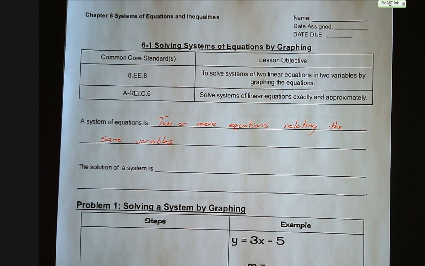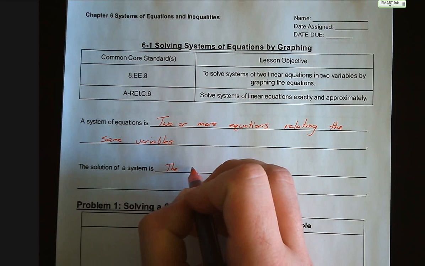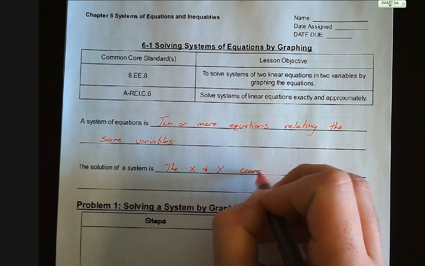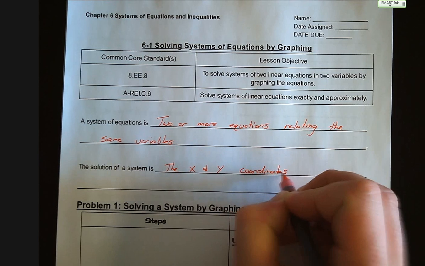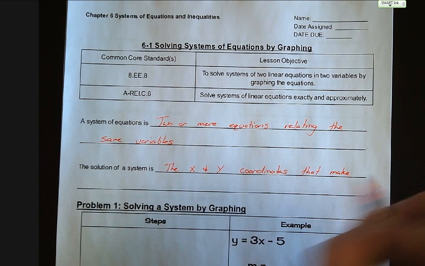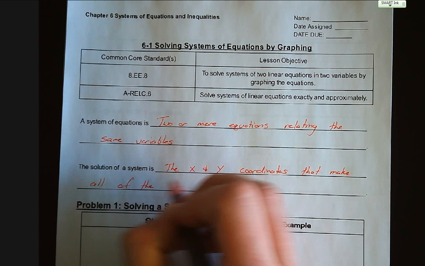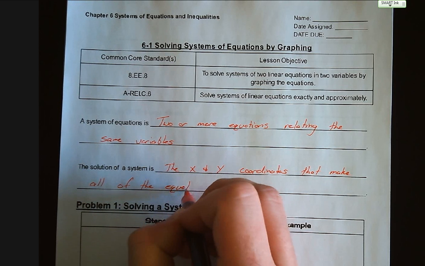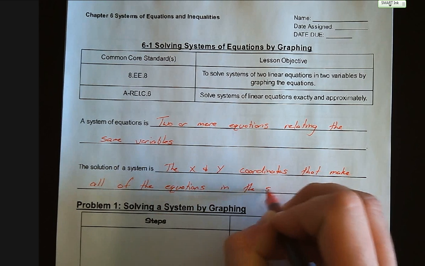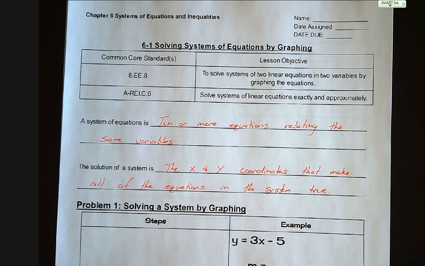So the solution of a system is the x and y coordinates that make all of the equations in the system true. So this will be one single point that would make all of the equations in a system true. And like I said, we're only going to be dealing with 2 equations for this year. So you would be looking for a point that works in both of our equations. So let's get started.